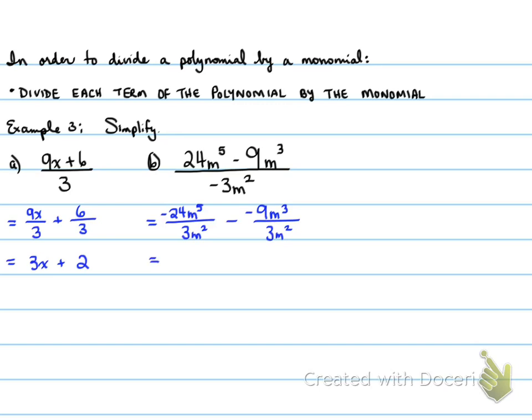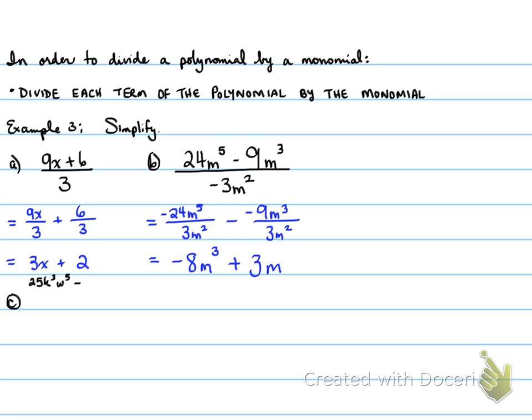Next, when we simplify this, we get negative 8. That's 24 divided by 3 is 8. It's a negative, so negative 24 divided by 3 is negative 8. M to the 5 over m squared gives you m to the power of 3. Plus, and why is it plus? Because this minus minus turns into a plus, and 9 divided by 3 is 3, and m to the power of 3 divided by m squared just gives you m. And that, folks, is the end of question B.